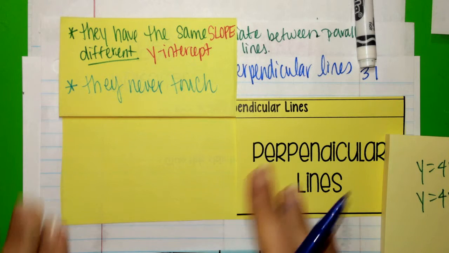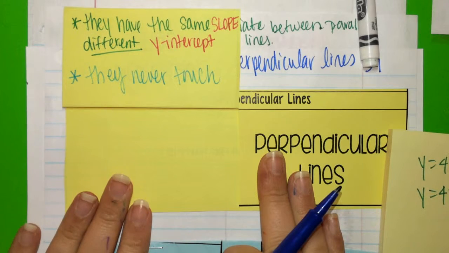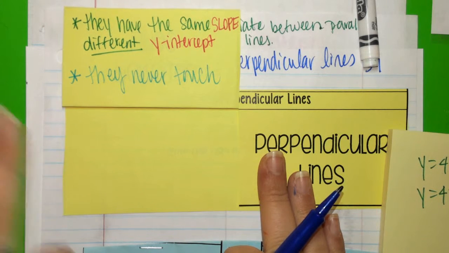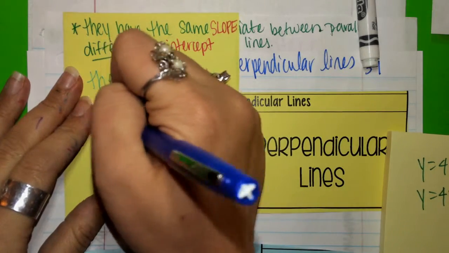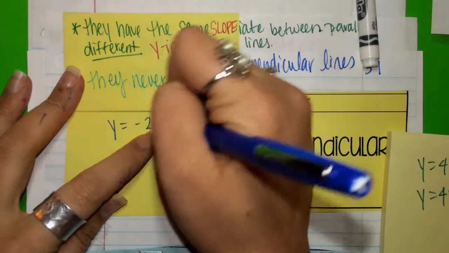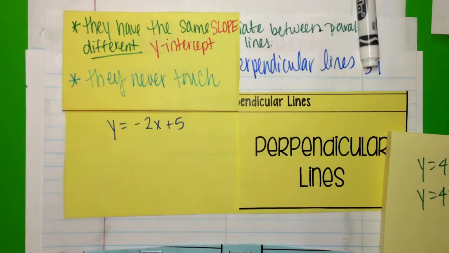Okay. Alright, so our first example of what we're going to do today on writing parallel lines, because that's what we're doing today, is constructing parallel lines. We're going to start with y equals negative 2x plus 5. This is our first equation.